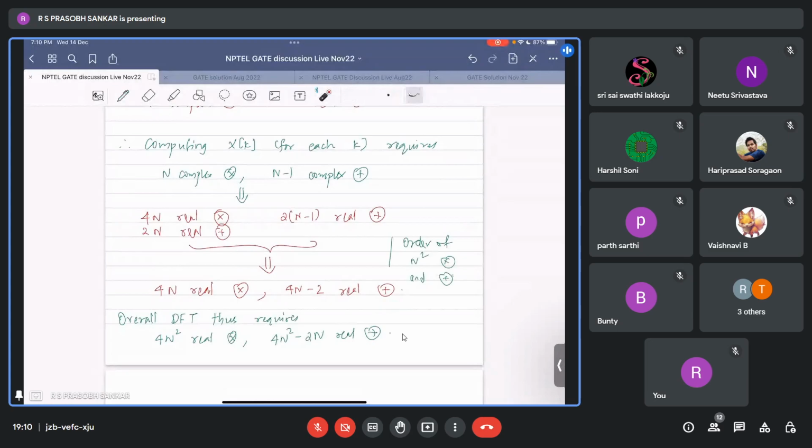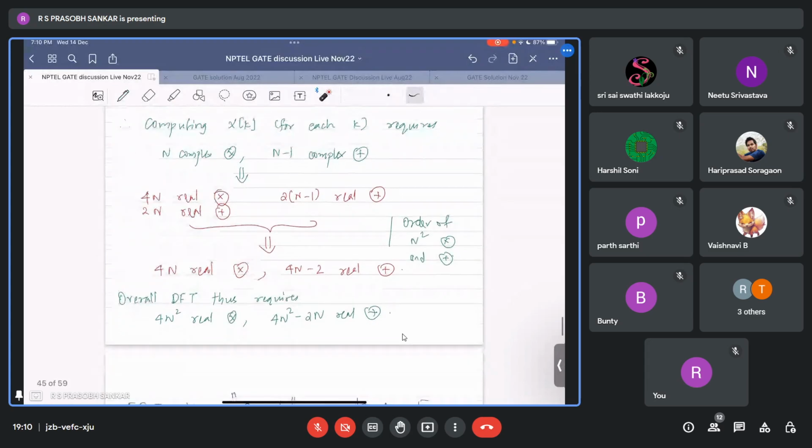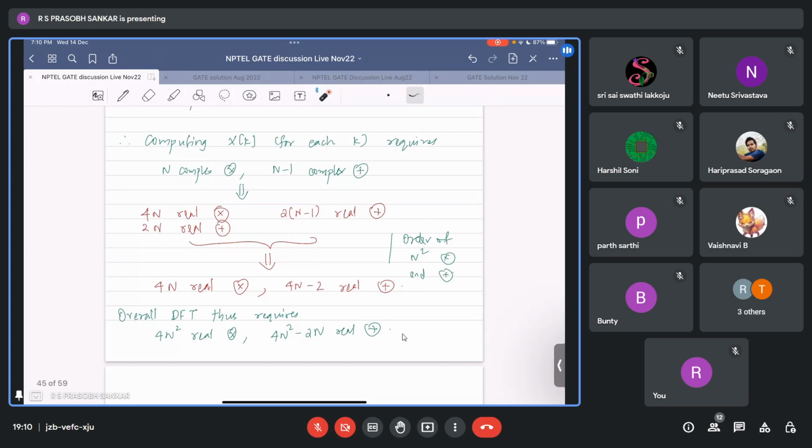When N increases, this N² can get really large pretty fast. Let us say if N is 100, 100² is already 10,000. So for large sequences, computing the DFT using the usual expression is kind of complicated.